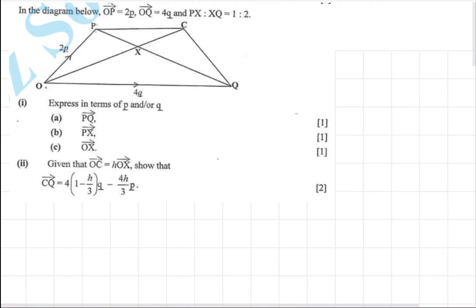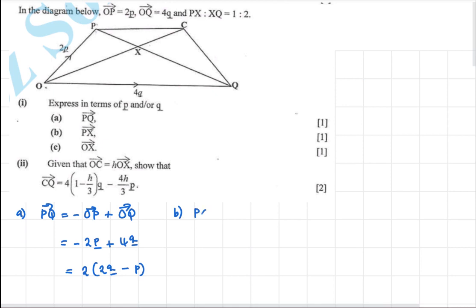Let's continue on solving some vectors, and here we are going to start with part A of this question. Under A, we are requested to find a vector from P to Q. How should I move from P to Q? I'll have the negative of OP plus OQ. OP is 2 vector P, plus OQ, which is 4 vector Q. And it's done. Let's go to part B.